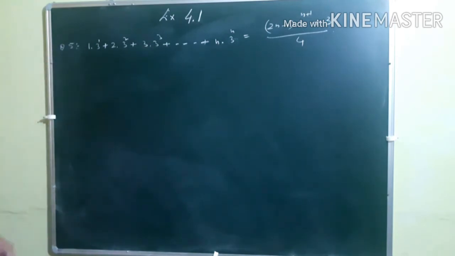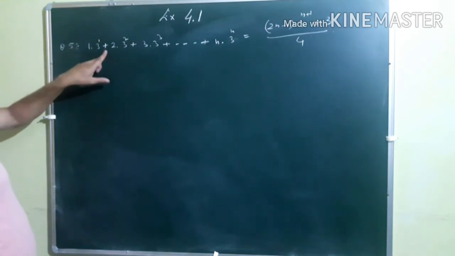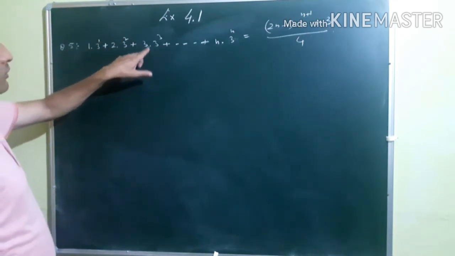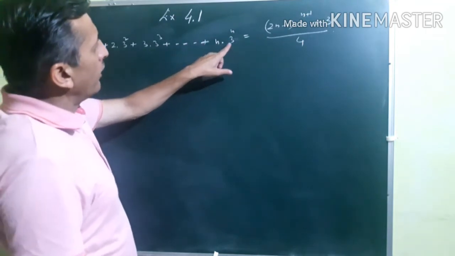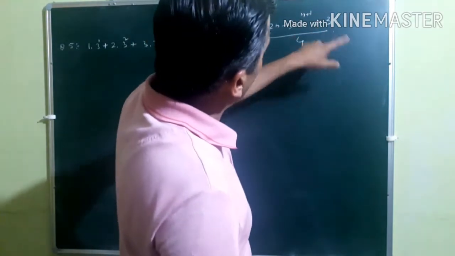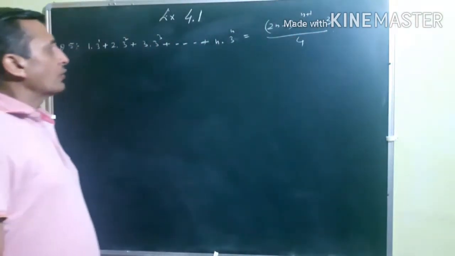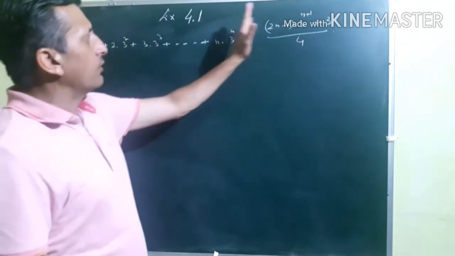Now see, this is question number 5 from the same exercise. It says that 1 into 3 to power 1 plus 2 into 3 to power 2 plus 3 into 3 to power 3 plus and so on plus n into 3 to power n is equal to (2n minus 1) into 3 to power n plus 1 plus 3 upon 4. So this result is given. The sum of these terms is equal to this.